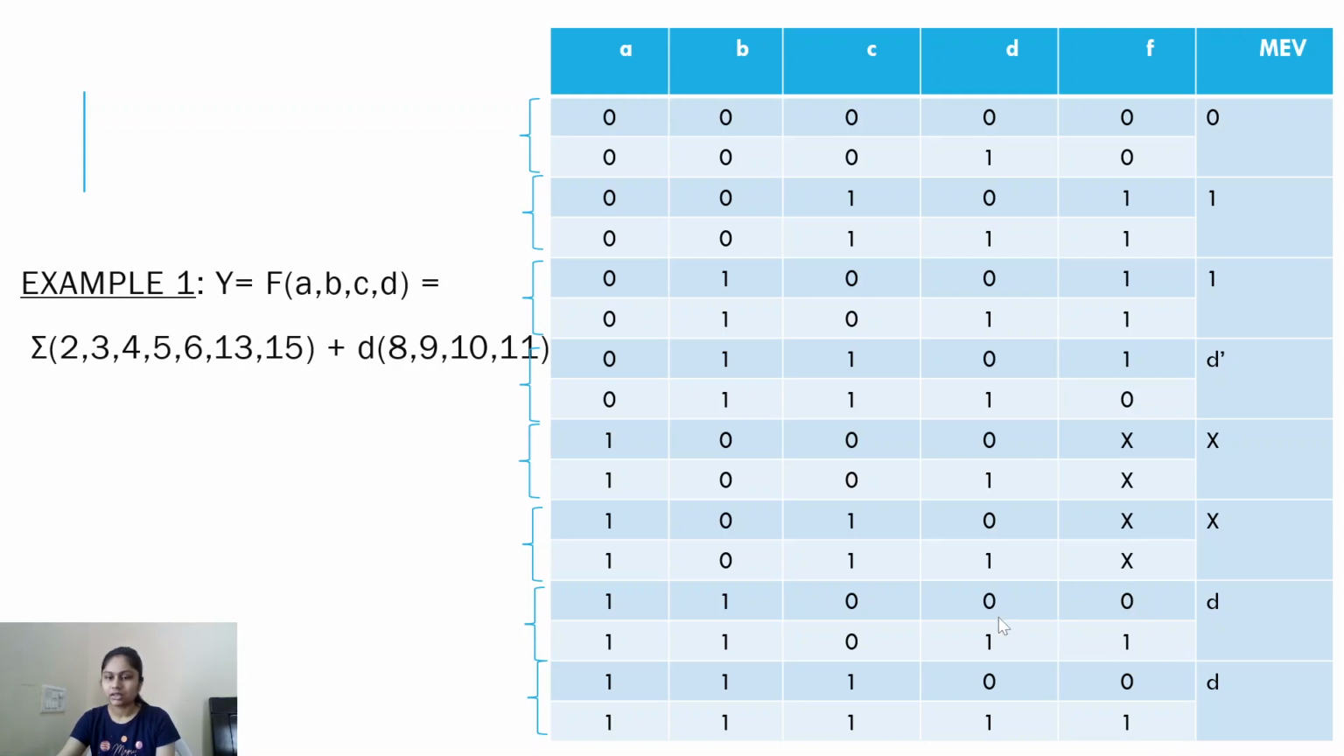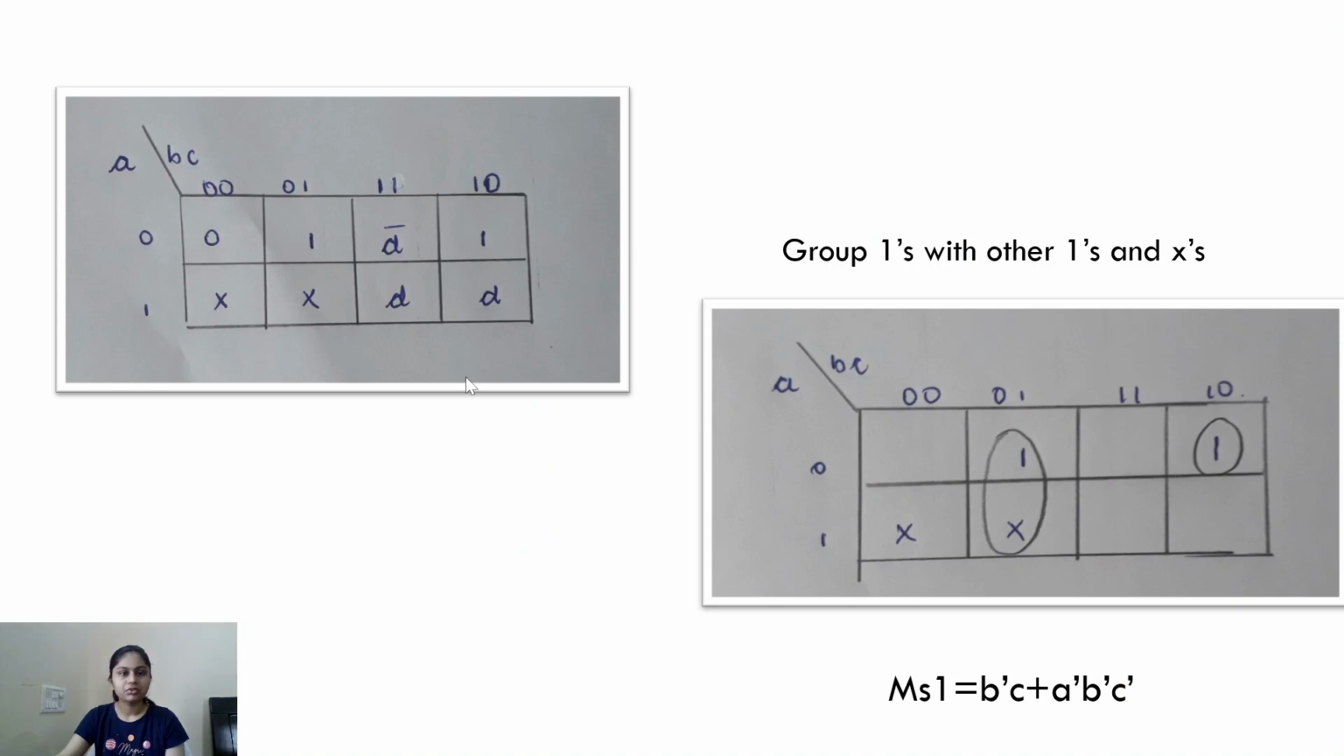Next we have 0 and 1. Here we can observe that when d is 0, f is 0 and when d is 1, f is also 1. We can see that f is exactly the value of d, which gives us the map entered variable to be d. Here we have 0 and 1 which is the same as the values of d, so we have the map entered variable to be d. The next step is to plot all the MEV terms into a K-map. So here we have plotted all the zeros, ones, don't cares, D complement and D terms into one K-map.